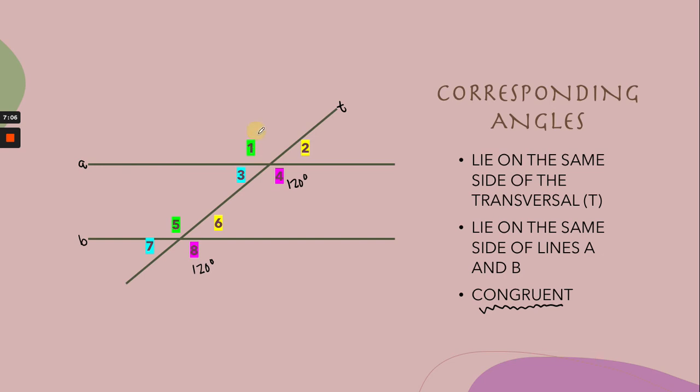If I knew that 1 was 60 degrees, I also know that 5. Sorry, that wouldn't make any sense. Let's do 3. If I knew that 3 was 60 degrees, I also know that 7 is also 60 degrees because these are corresponding angles.